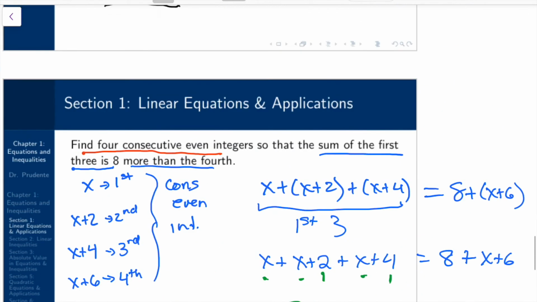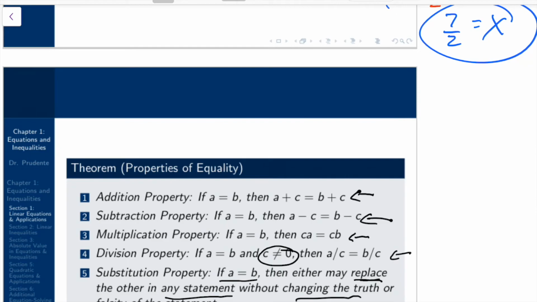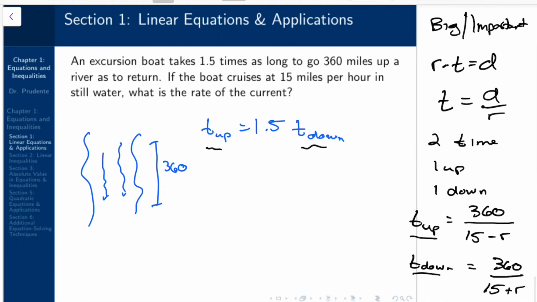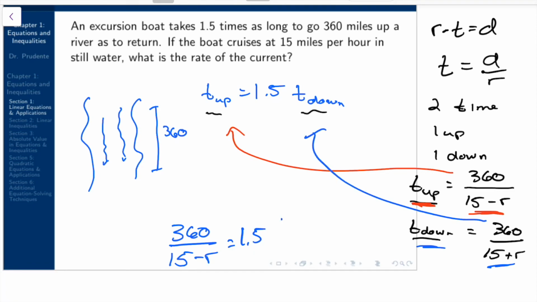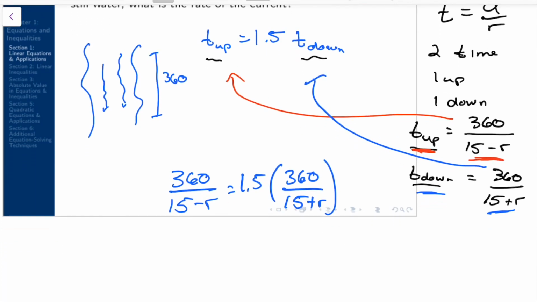And we can use that substitution property right here that says if we have two values that are actually equal, we can replace them, right? This time up is really the same value here. So what I can do is replace that in this equation. So I can have 360 over 15 minus r is equal to 1.5. And I'll take this quantity and replace it with time down, 360 over 15 plus r. Now I have my linear equation.